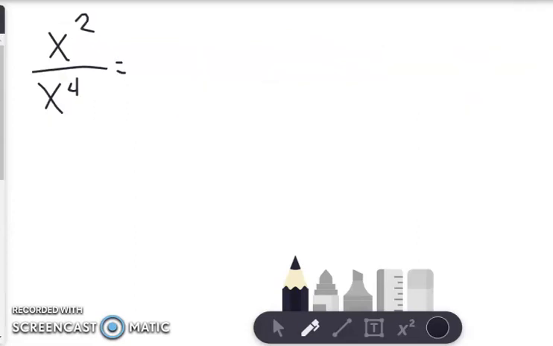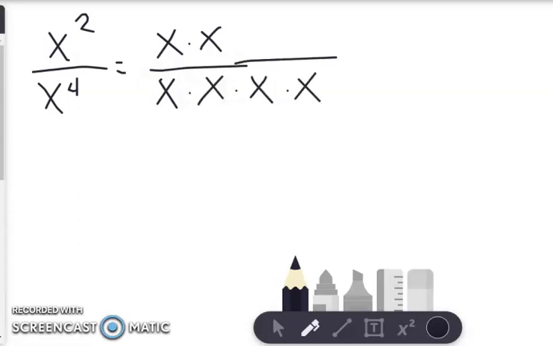All right, for this one, I have x squared on top, which is x times itself 2 times. And in the bottom, I have x to the power of 4, which is x times itself 4 times. So x divided by x is 1. We have another 1 here. So on the top, we have 1 times 1, which is 1. And on the bottom, we have 1 times 1 times x times x. So it's 1x squared, or just x squared. And that one we cannot simplify any further.